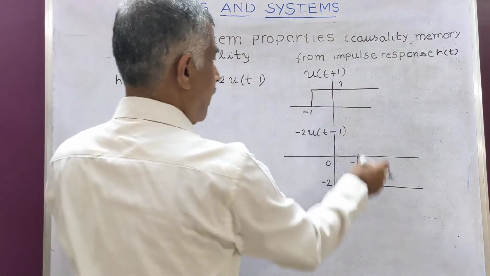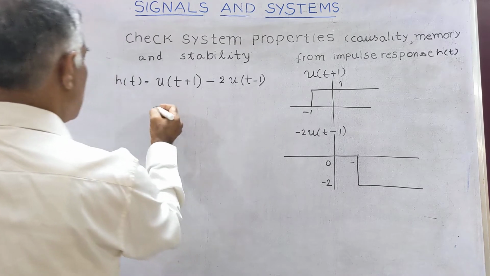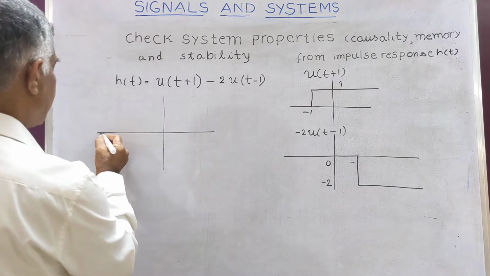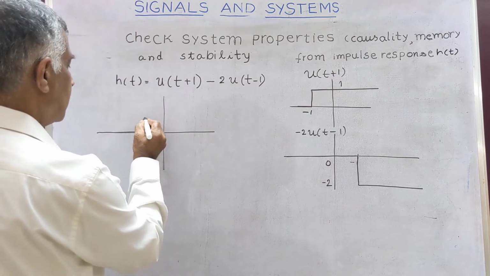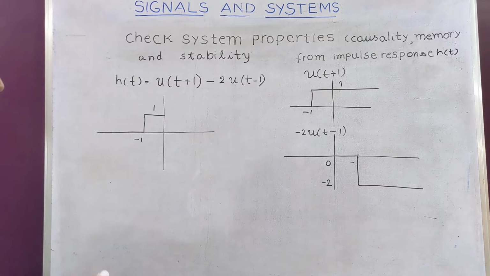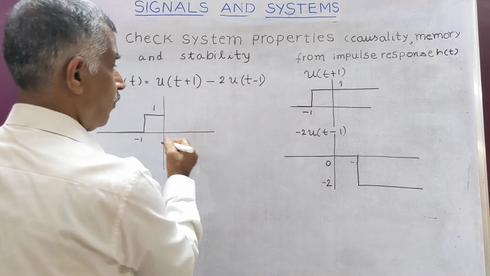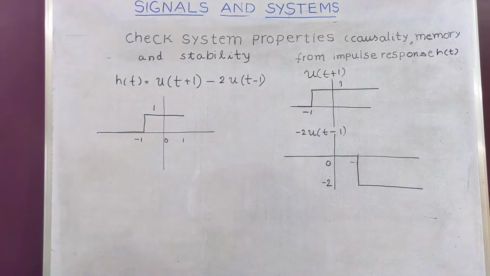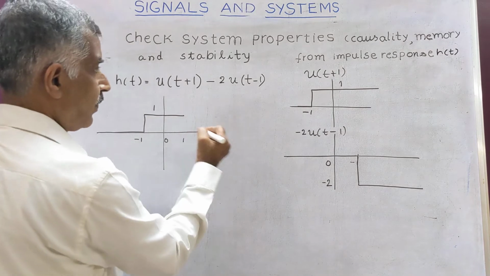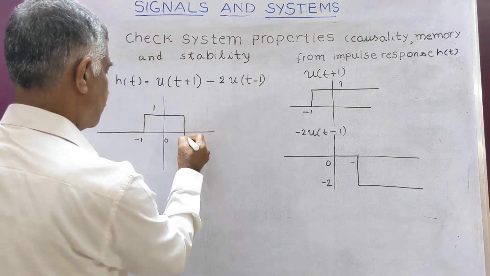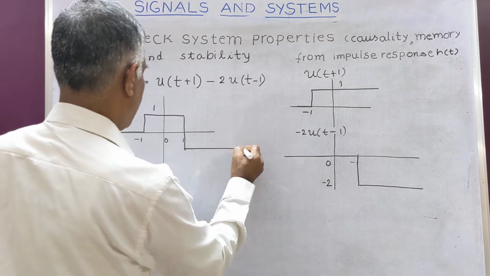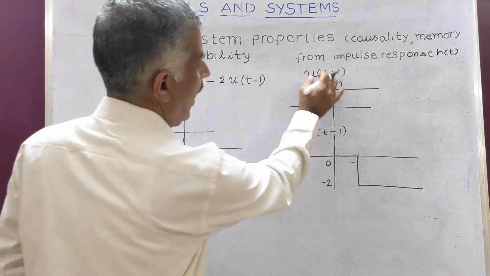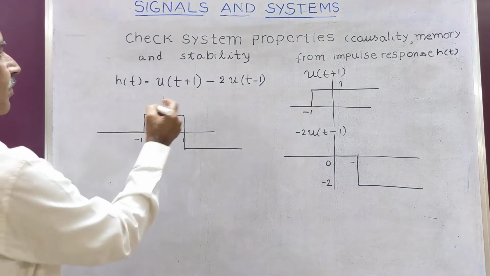So add these two graphs. If you add these two graphs, you will get a graph like this. From minus 1 to 1, the value is 1, then from 1 onwards it is minus 1. I have graphically added these two waveforms like this. This is h(t).